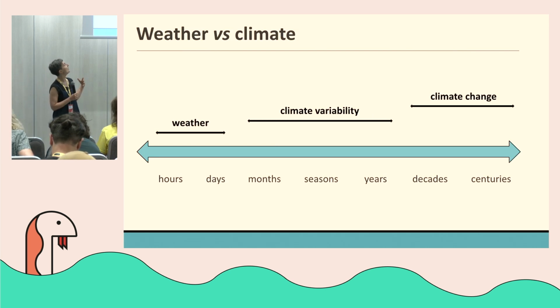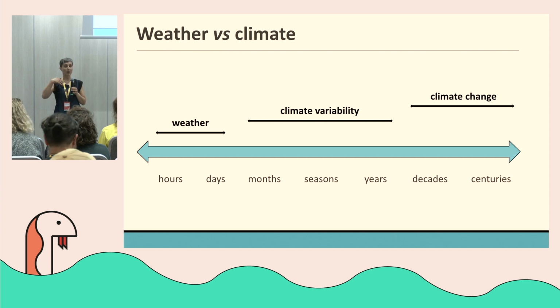So we can start by defining some definitions. What is weather? When we talk about weather, it means what is now outside the window. What is the weather now or this week? It works on a time span of days or hours.